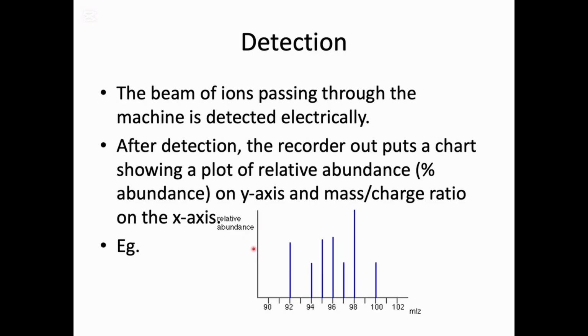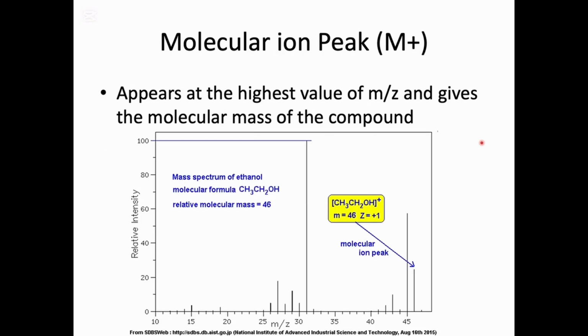You have the abundance, or the amount of each of your ions in a percentage, versus the mass of the ions. It contains an ion that has a mass of 100 and an abundance of around, let's say, 40%. So once you know your fragments, you can then determine the overall structure of your sample. When it comes to your mass spectrum charts, there are a few terms that you have to be familiar with.